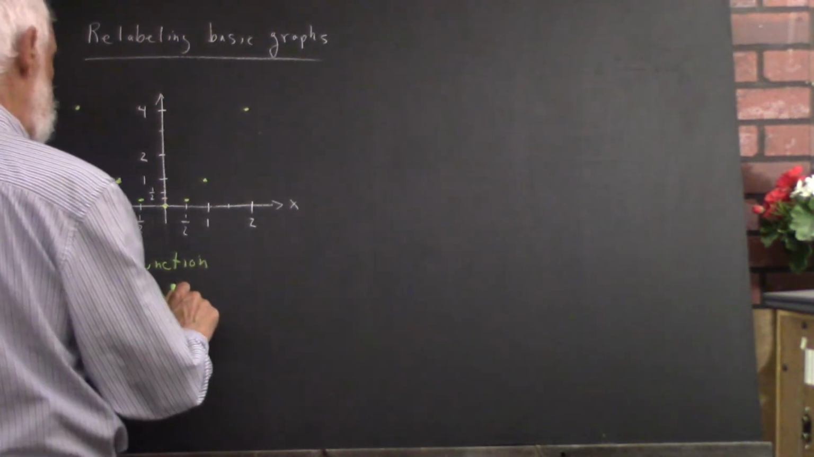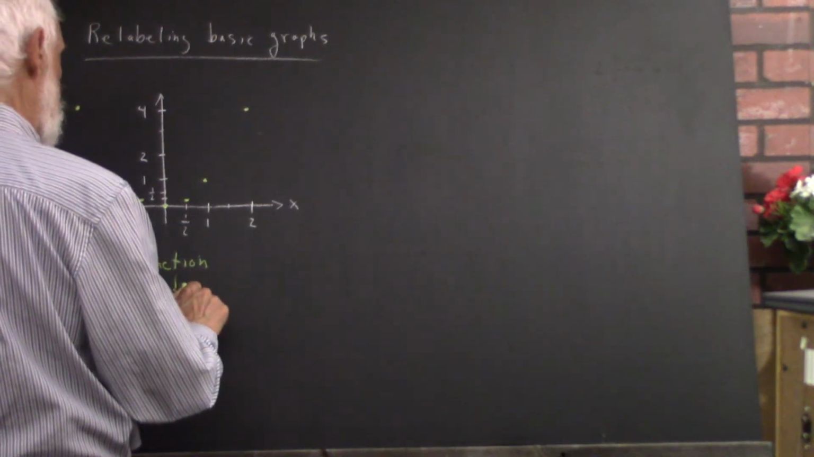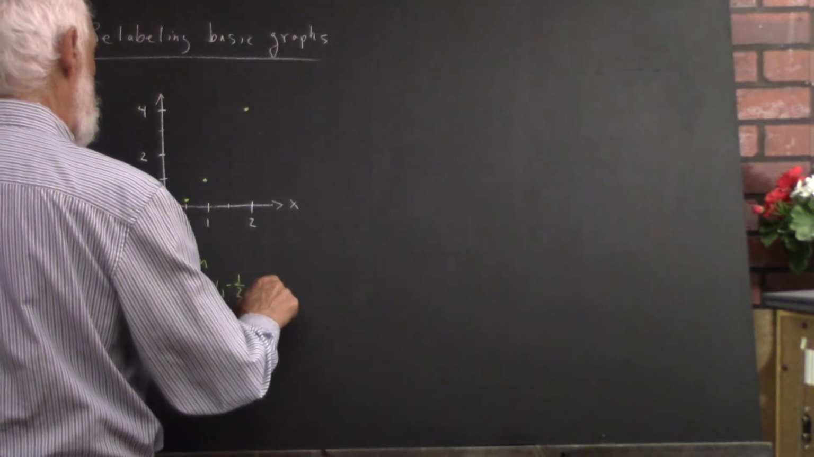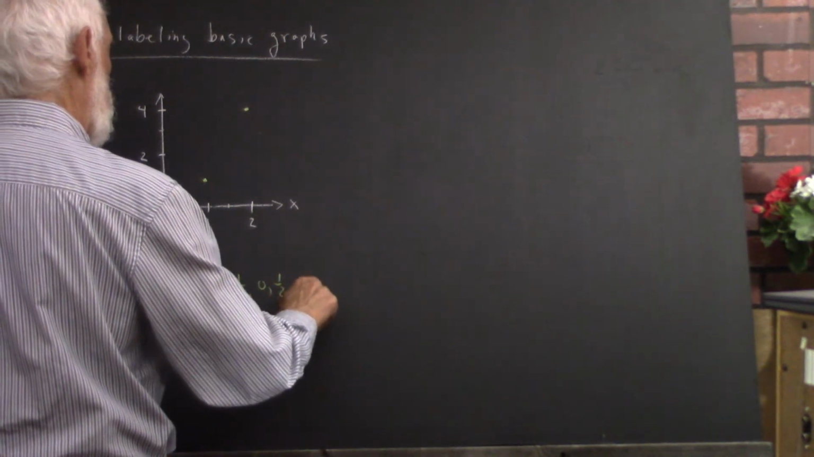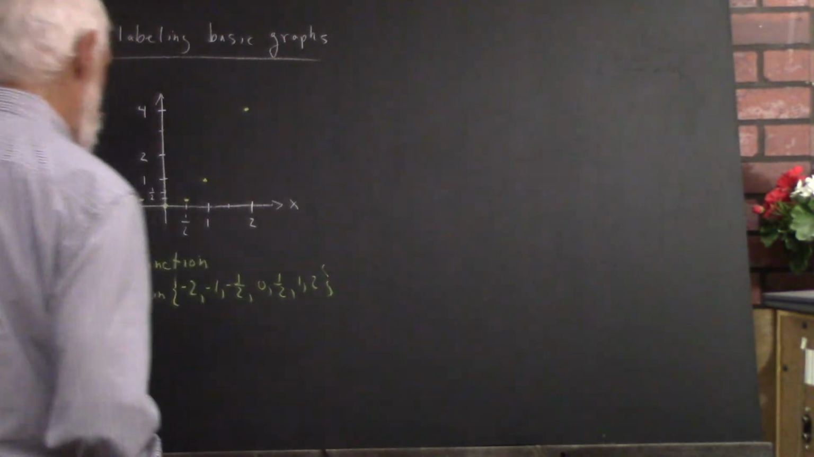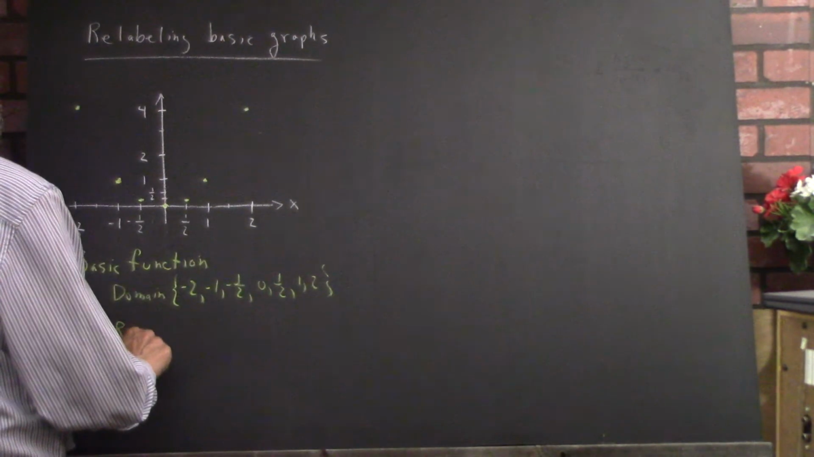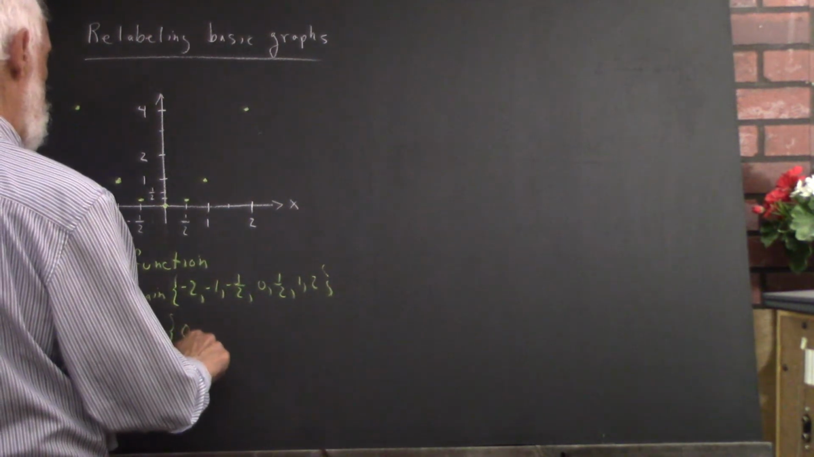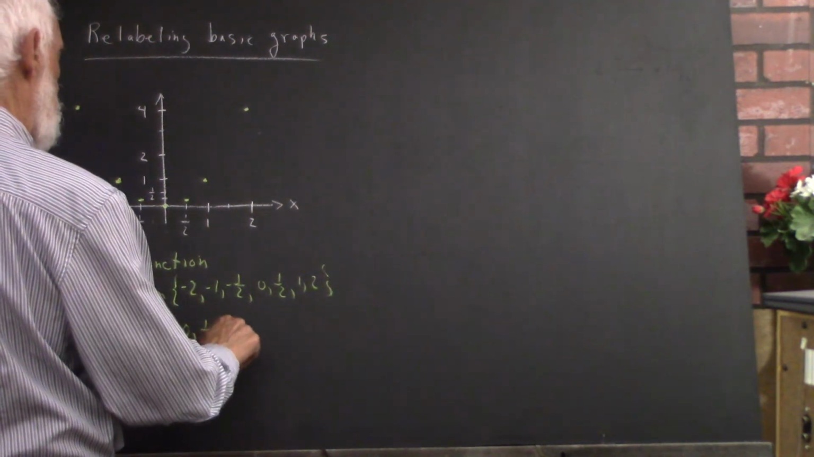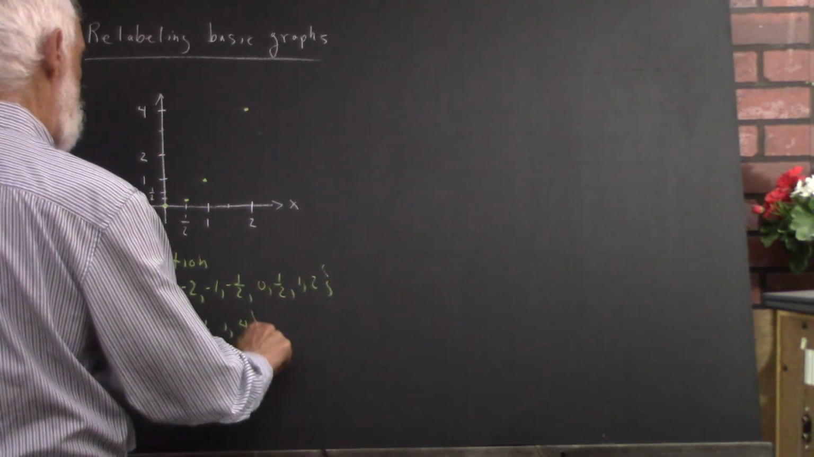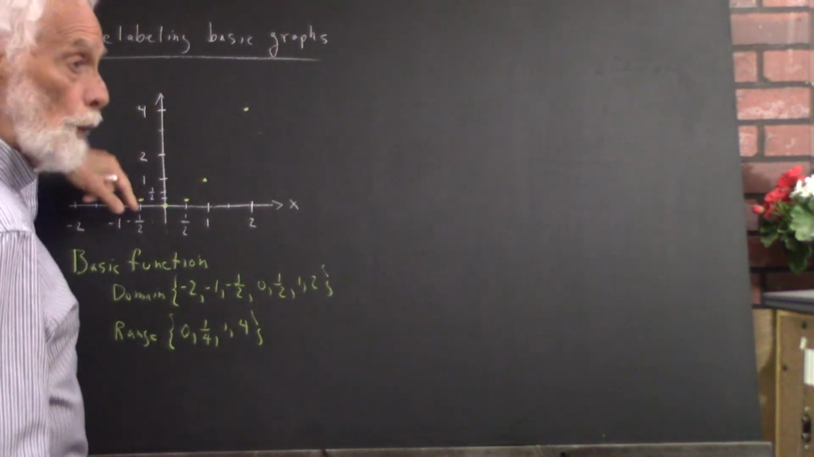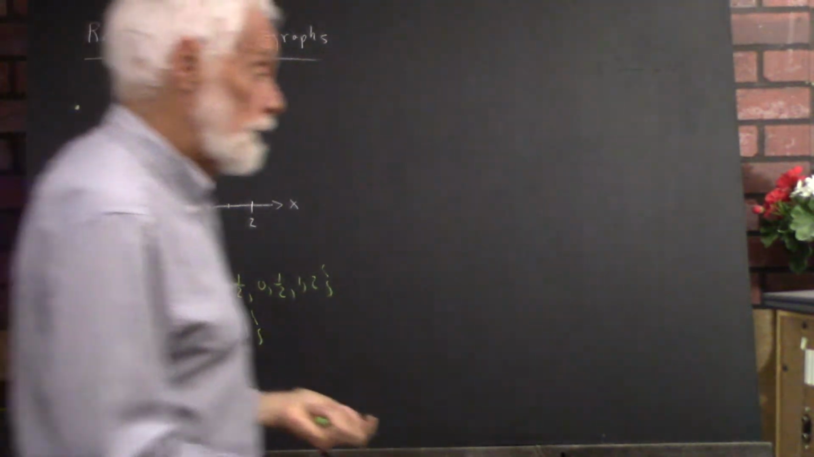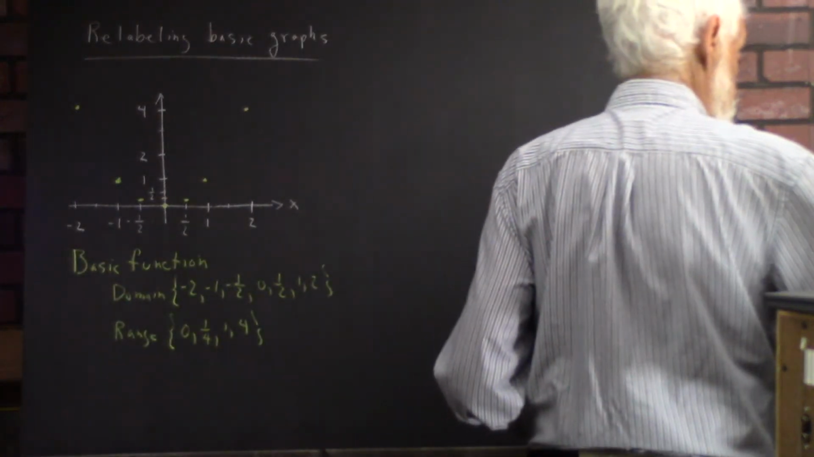Its domain is a set of points, -2, -1, -1/2, 0, 1/2, 1, 2. Its range is the set 0, 1/4, 1, 4. Those are the y values. That's it. Now we can do the extended function.